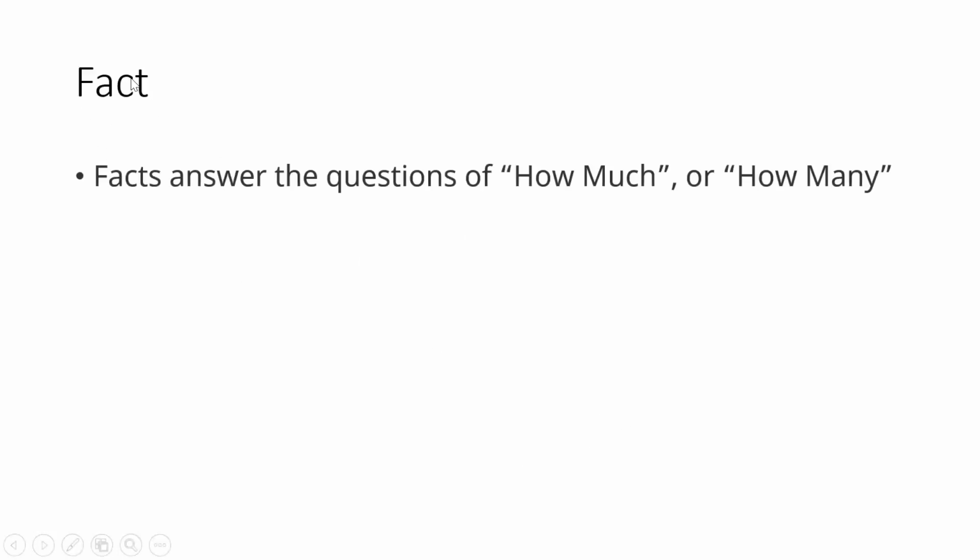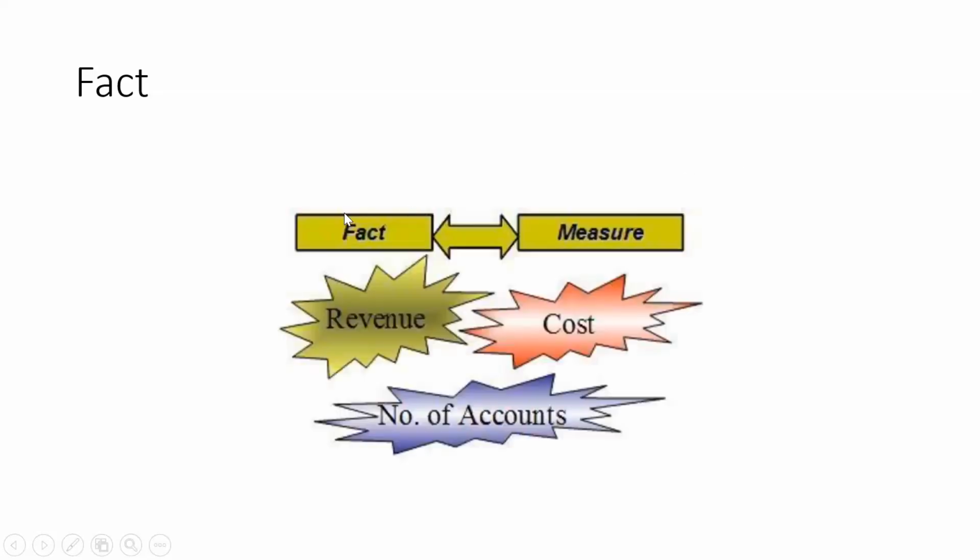Fact means in the fact table, fact data should be there. What is a fact? Facts answer the questions of how much or how many. So the answer should be numerical in nature, especially. There can be non-numerical fact data too, but in the general scenario, we should have numerical data answering those questions. So those are the facts: revenue, cost, number of accounts, just for example.